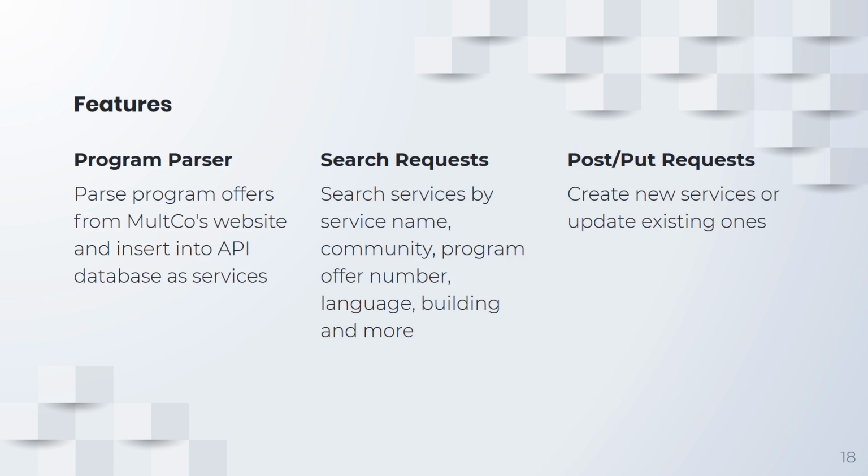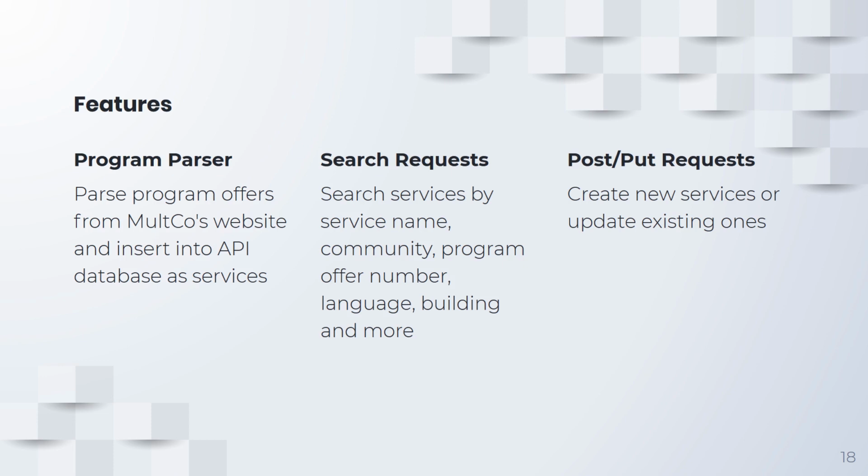The second feature is search requests. We want to offer the user the ability to search the services that the parser found. So the API supports GET endpoints through which the user can search for a service by its name or by its associations, such as the language that the service supports or the building that the service is offered in, and so on.